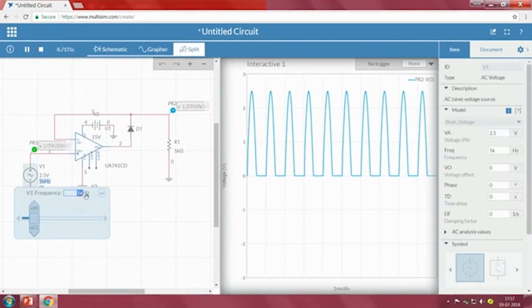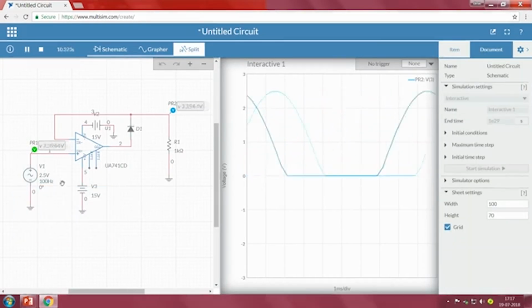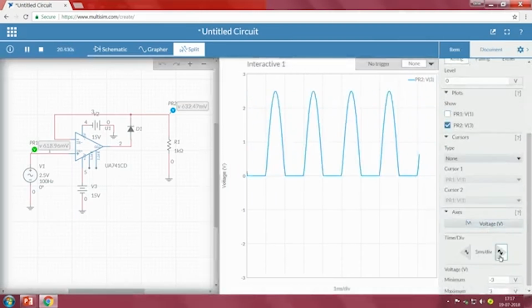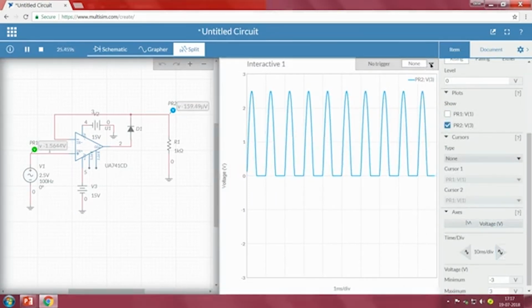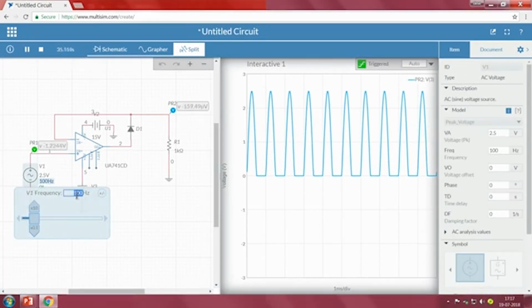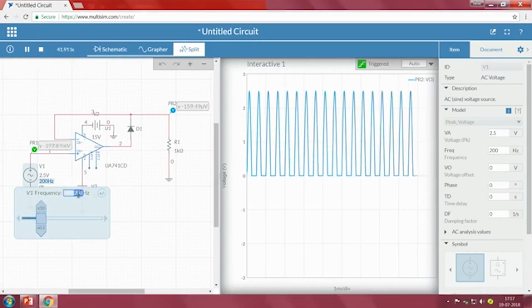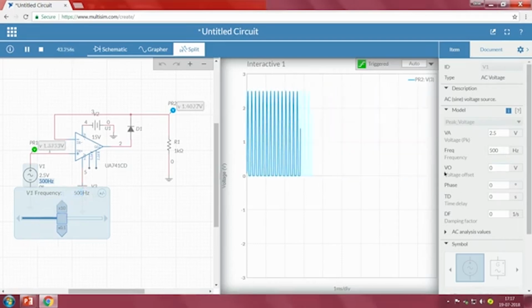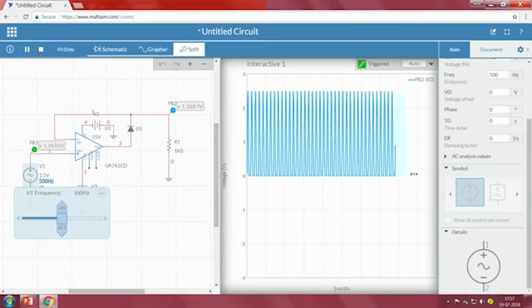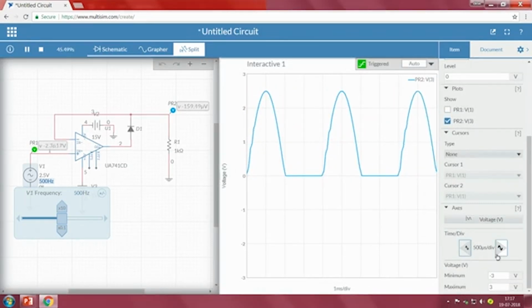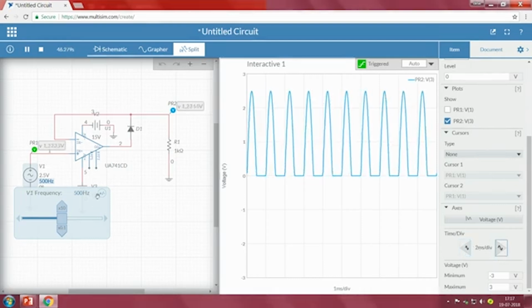I will keep it somewhere around 100 hertz. I will start with 100 hertz, and let me change the scale and make this auto. Then I will go with 200 hertz. Still it is performing the same. 500 hertz, even we can see the rectification very clearly.